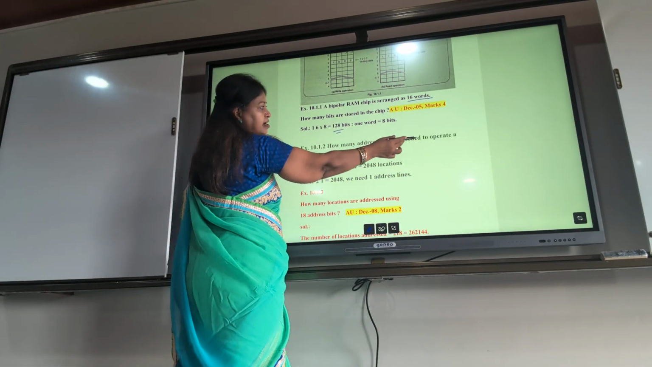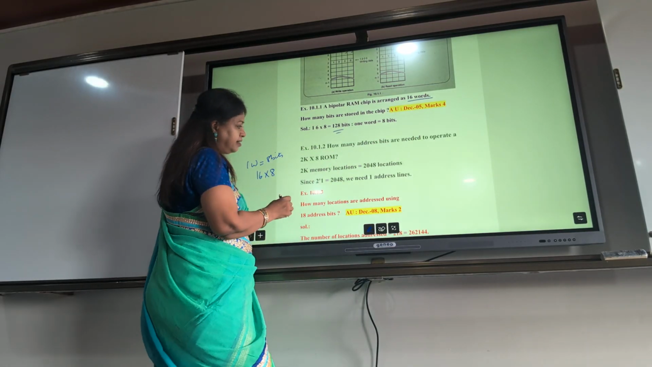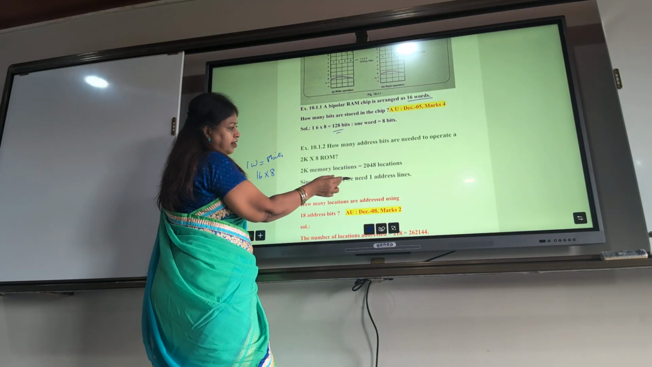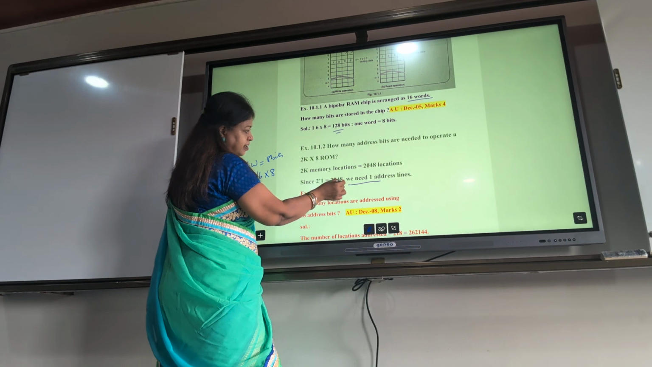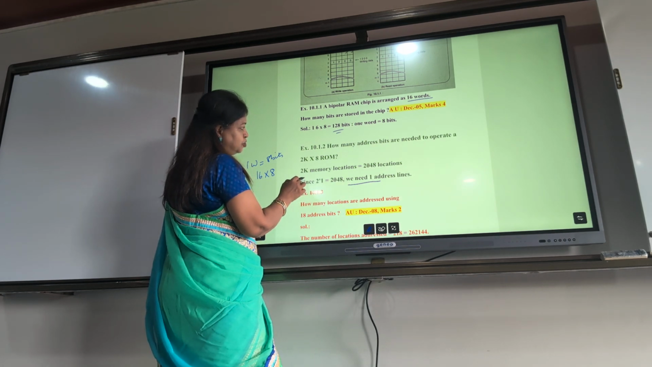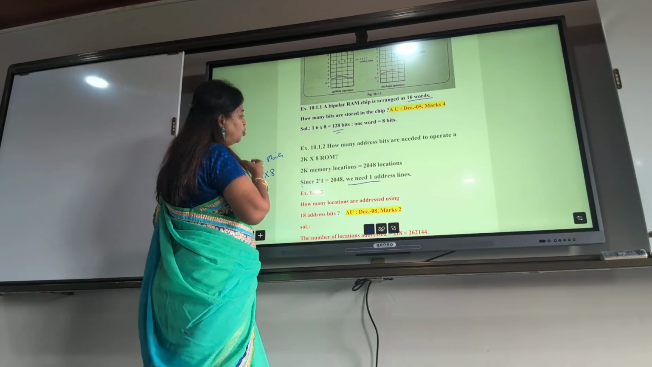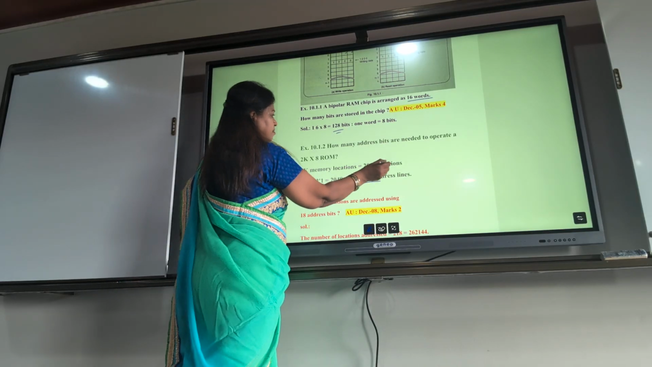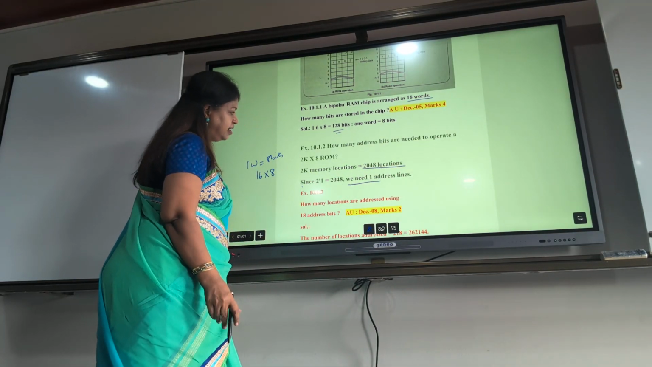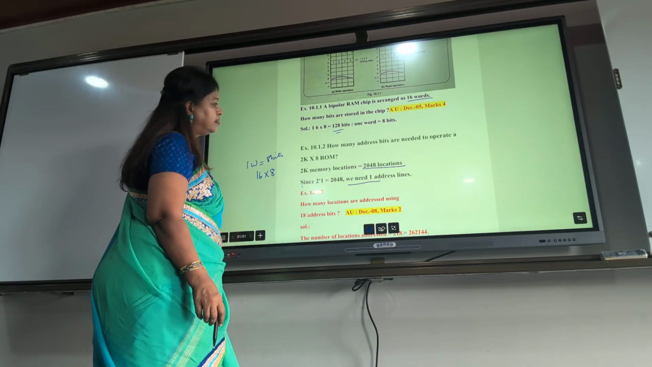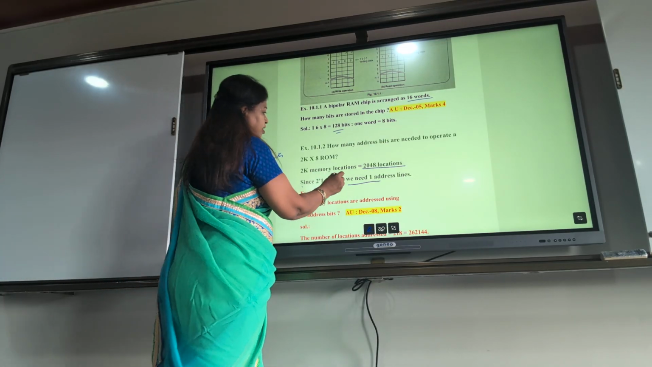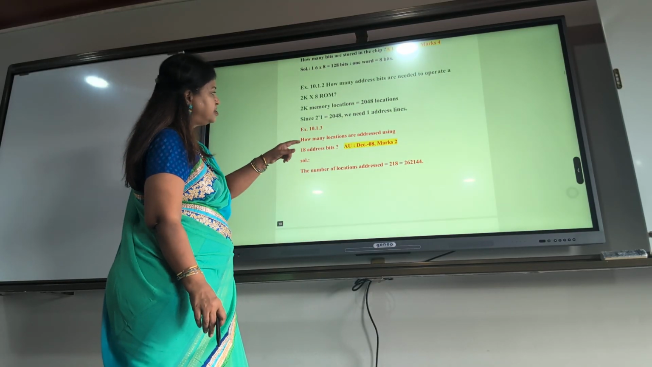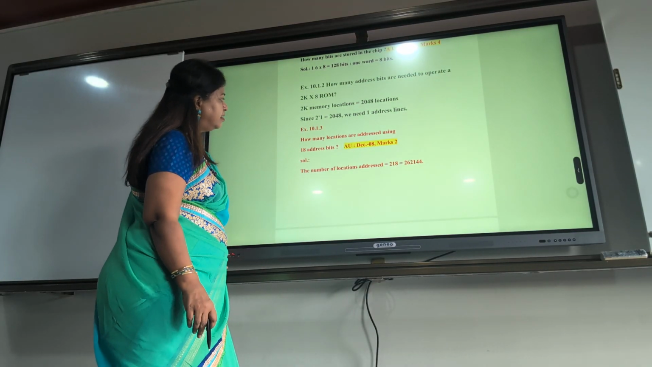Then how many address bits are needed to operate a 2k by 8 RAM? So here 2k by 8, 2k address locations means 2048 address locations. So 2048 is the answer. Then how many locations are addressed using 18 address bits?